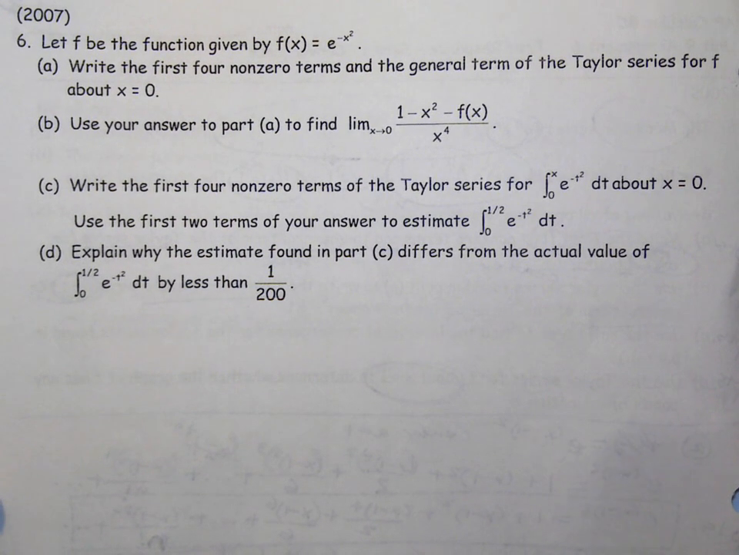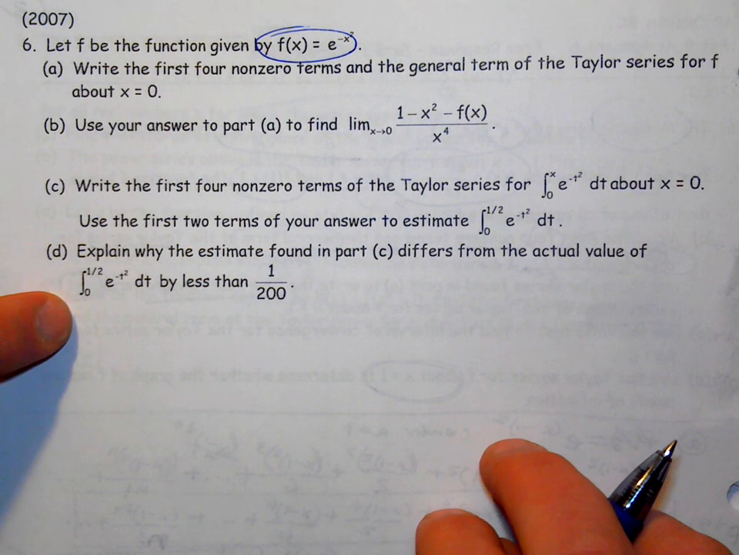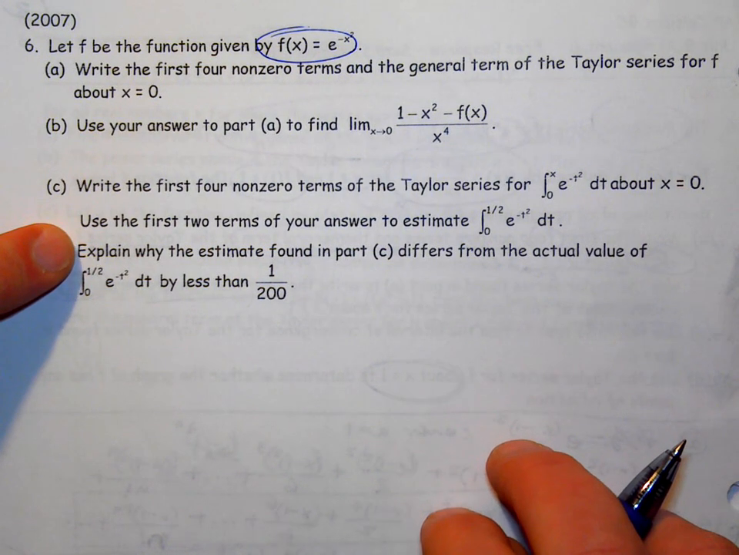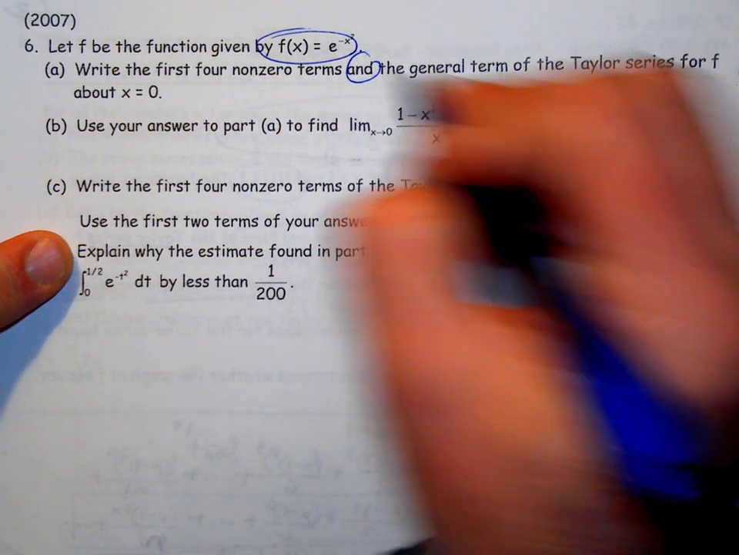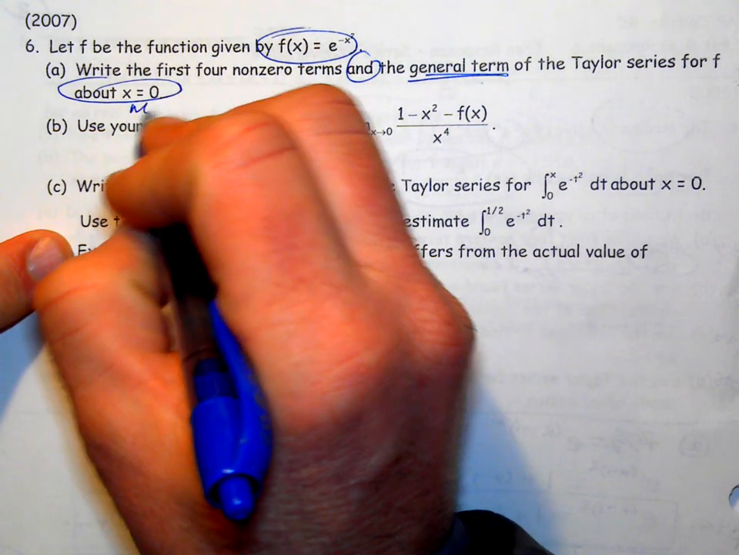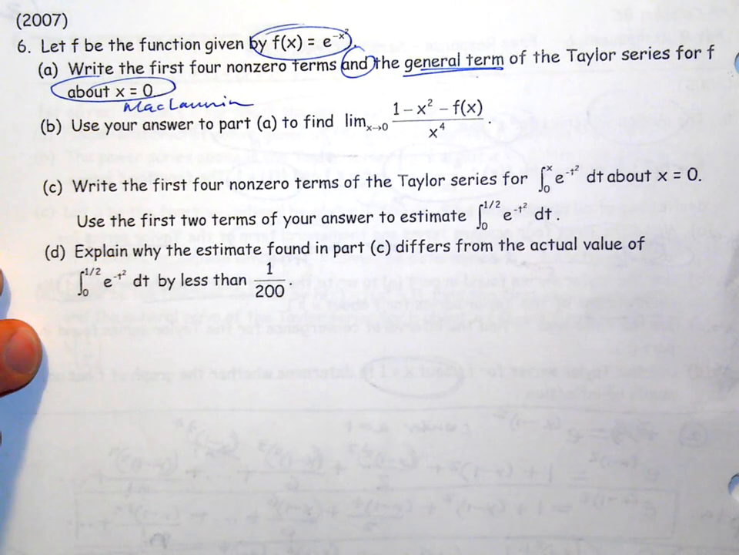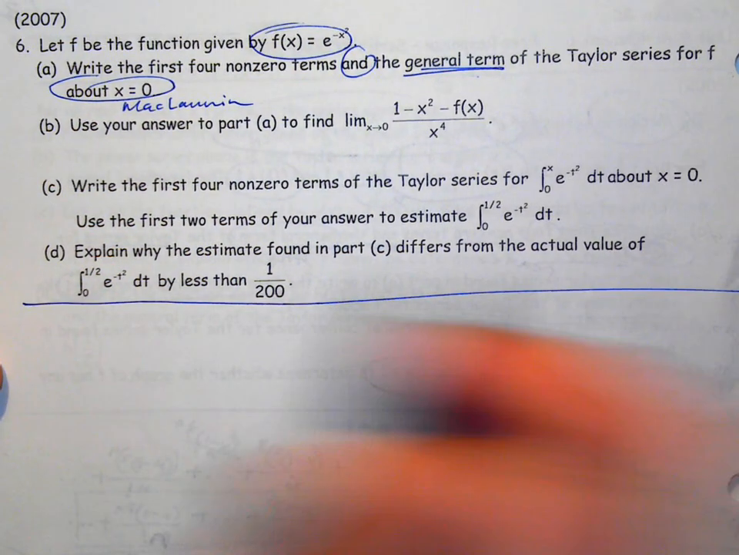Okay, here's another one. 2007. Let f be the function. They're giving you a function, and it says write the first 4 non-zero terms and the general term of the Taylor series for f about x equals 0. So that's Maclaurin.